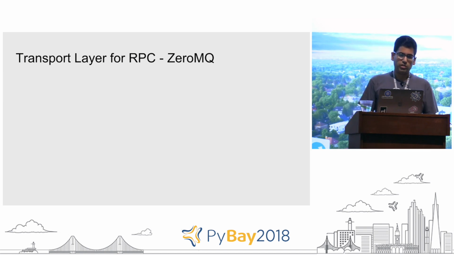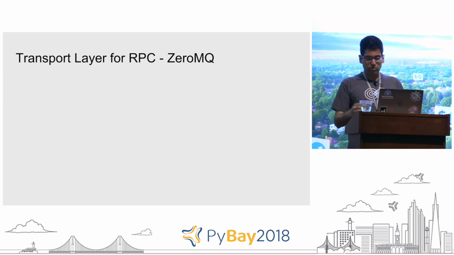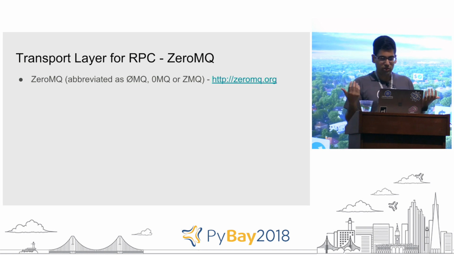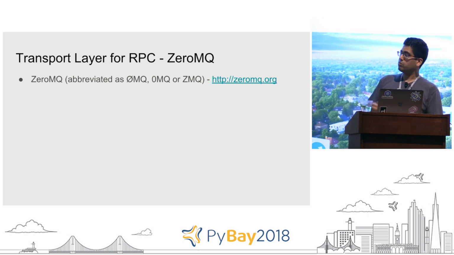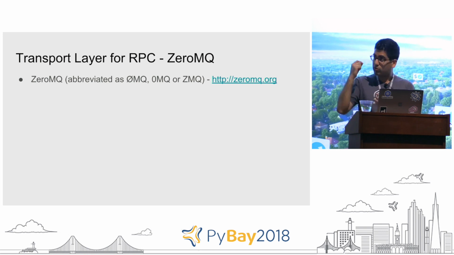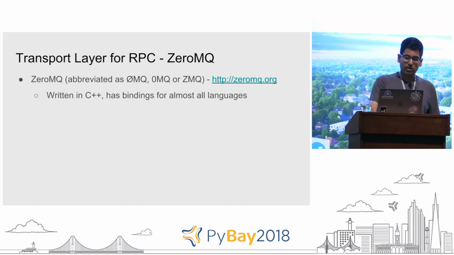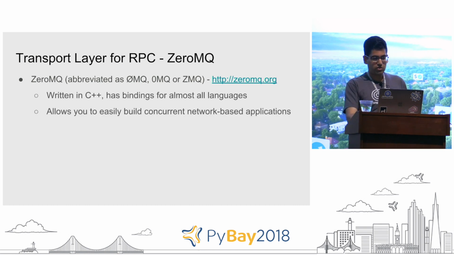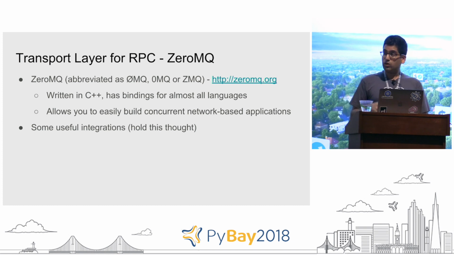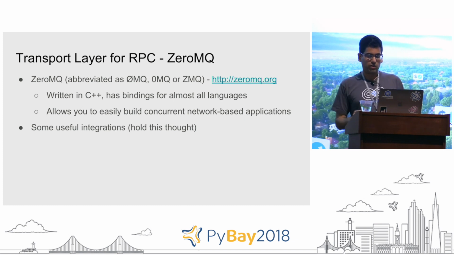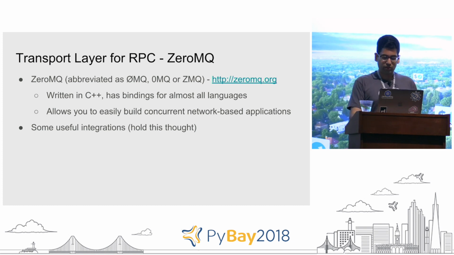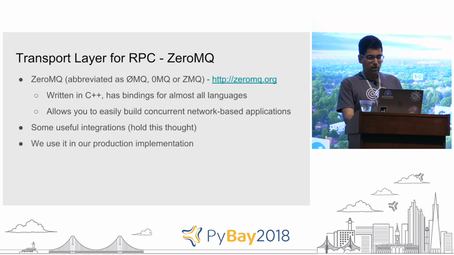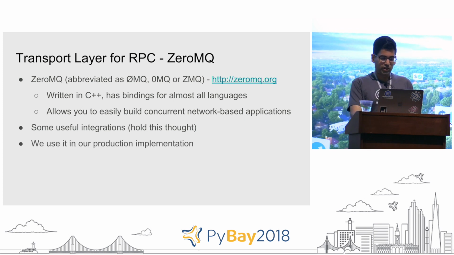We also needed a transport layer for RPC, so we used ZeroMQ. It's abbreviated as the number zero, MQ, or ZeroMQ. You may have seen it. It's written in C++ and has bindings in almost all major languages. It really allows you to easily build concurrent network-based applications. There are also some useful integrations, and I'd like you to hold this thought. We'll show off some of these later on. We use it again in our production implementation.